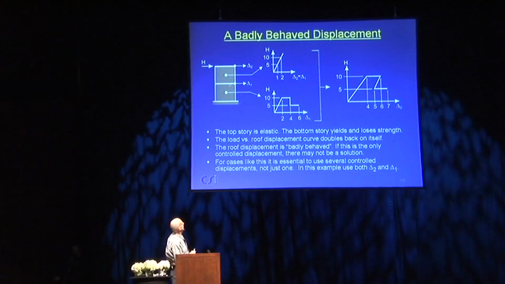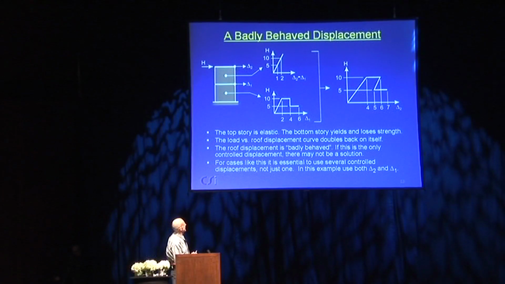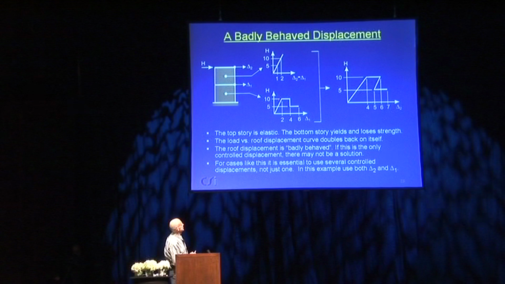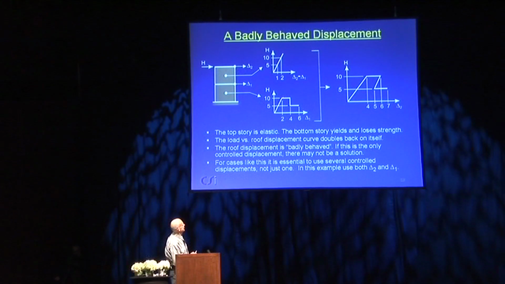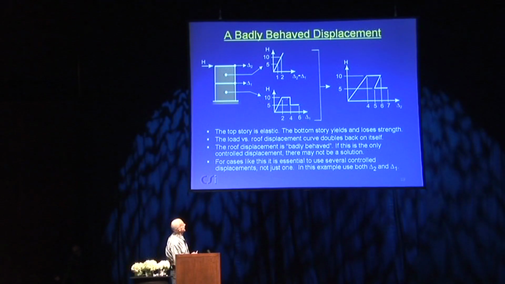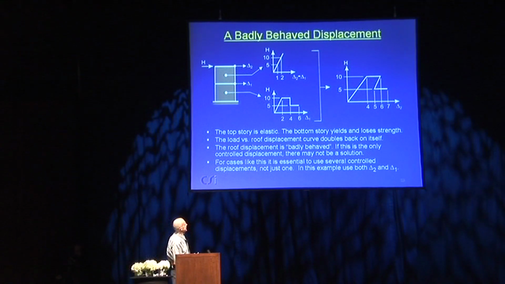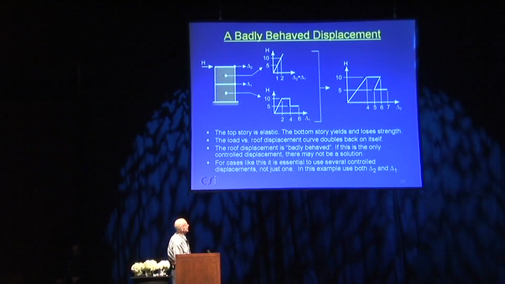And the lower story, let's say that one is nonlinear, and it has an initial stiffness of 5, and then it yields, then it suddenly loses strength, and so on. So if you look at the behavior of this, when you combine these two together, let's have a look at what is happening. You go up to a load of 10, the displacement in the upper story is 2, the displacement in the lower story is 2, so the total is 4.